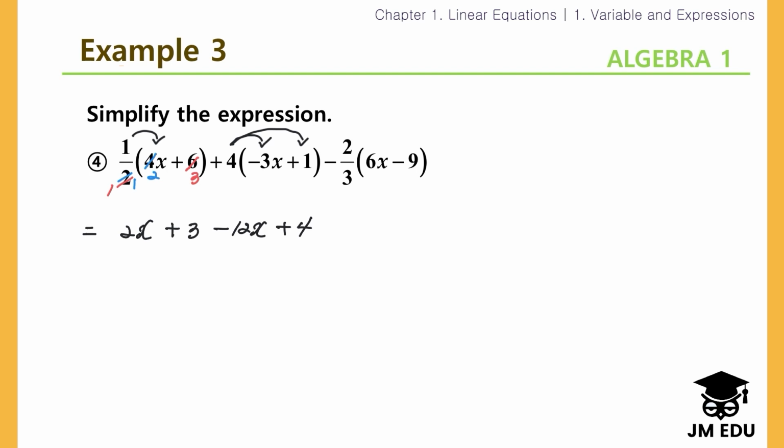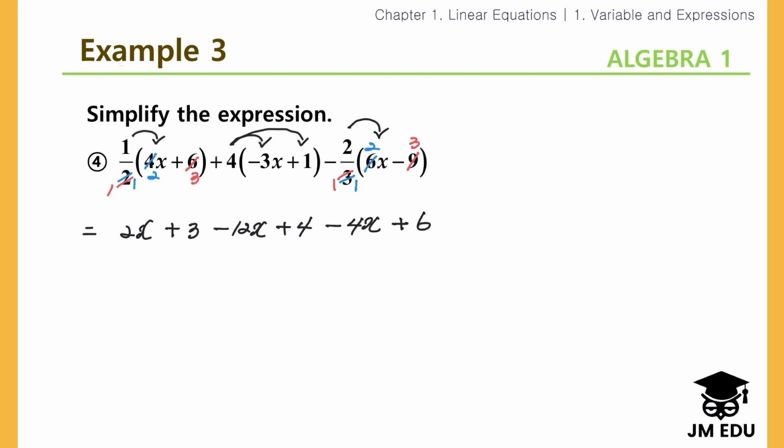Here, 2 over 3 times 6x, well, actually it's a negative 2 over 3 times 6x. So 3 times 1, 3 times 2. So negative 2 times 2x, that's minus 4x. And minus 2 over 3 times minus 9 gives us positive. And 3 times 1, 3 times 3. So that's going to be 2 times 3, positive, plus 6.